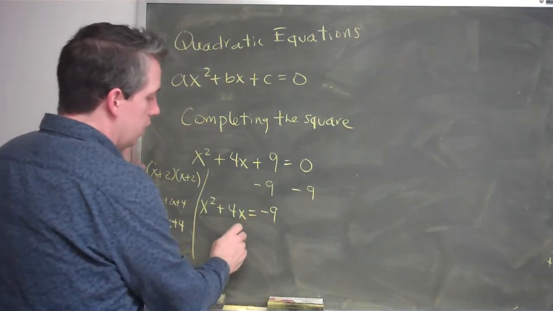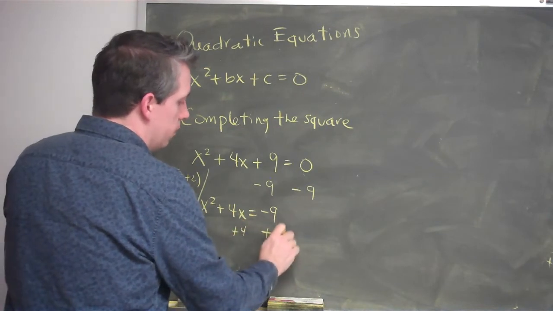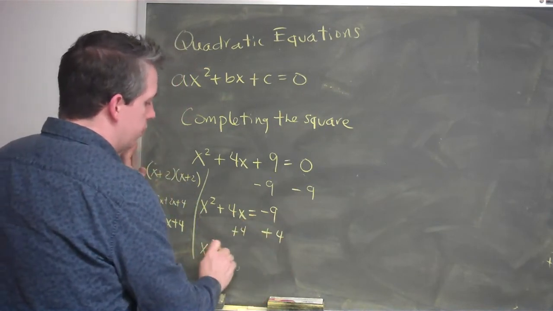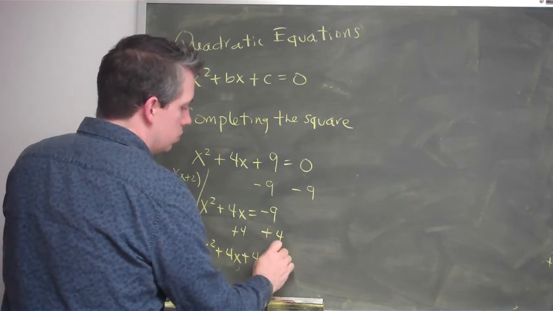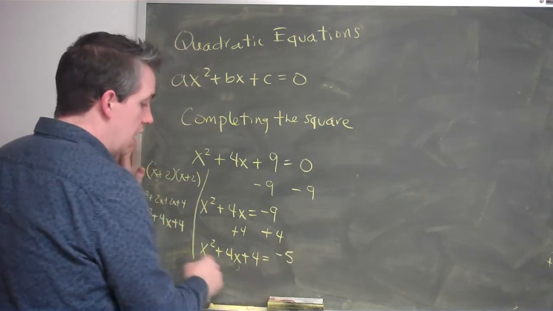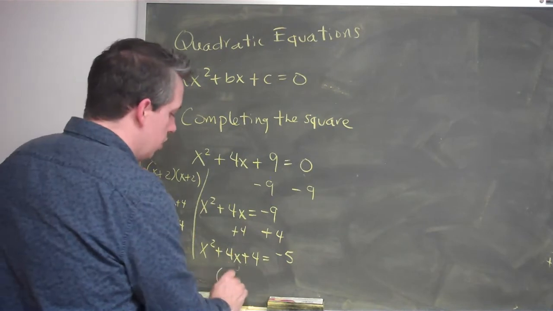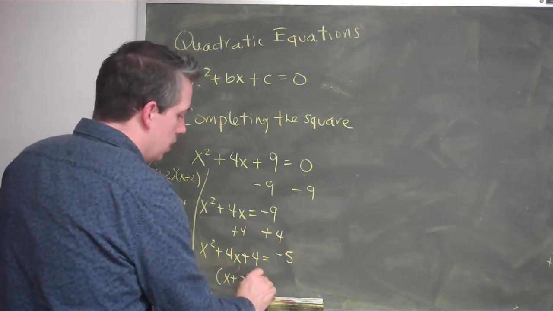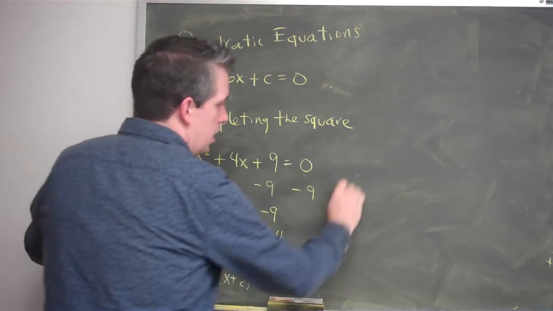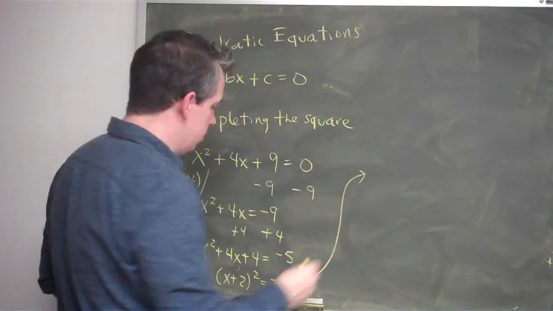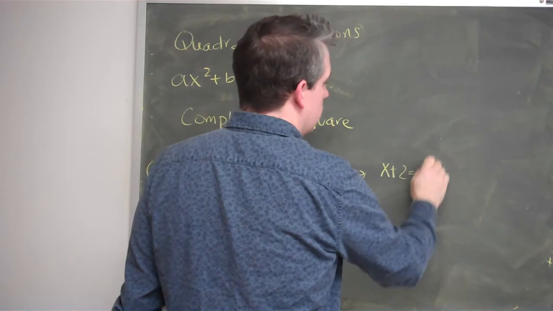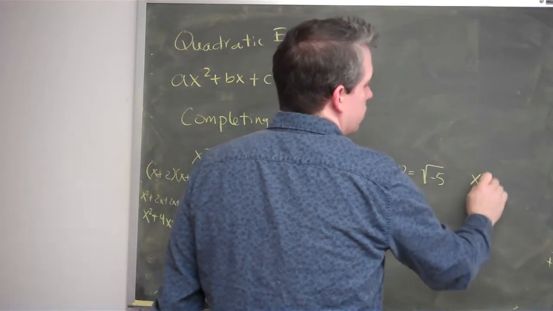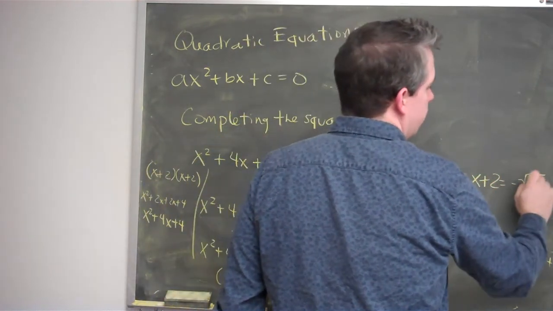Since it's missing the 4, I'm going to complete it by adding that 4 in. Now, because I have an equal sign, I've got to do it to both sides. So plus 4, plus 4. I get x squared plus 4x plus 4 is equal to negative 5. Now this is a complete perfect square, so I get x plus 2 squared is equal to negative 5. And now I can use the principle of square roots to say that x plus 2 is equal to the square root of negative 5, or x plus 2 is equal to the negative square root of negative 5.